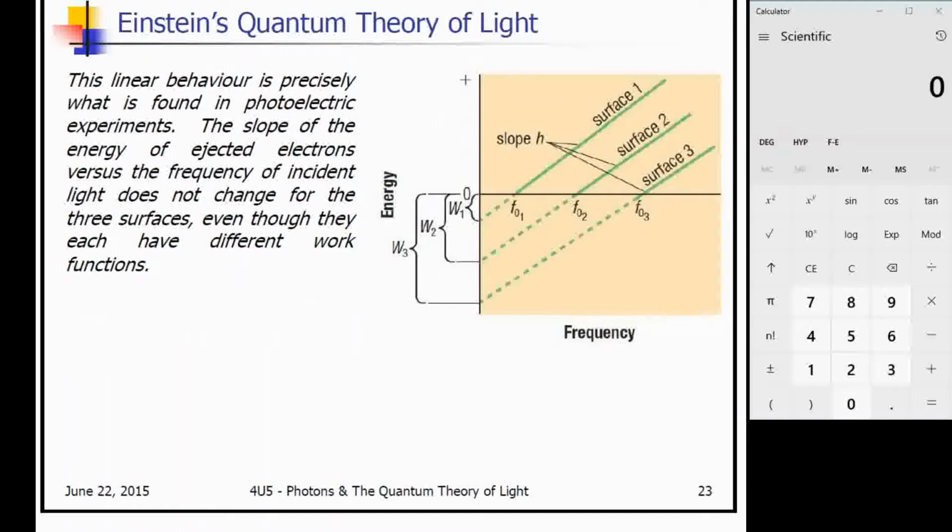So now here's the other thing that Einstein sort of showed. If you graphed that simple linear equation back to the y-axis, the intercept on the y-axis would actually be equal to the work function, although it would be a negative. So if we have a surface 1 here and its work function was W1, the distance between the y-intercept and 0 would be equal to the work function of surface 1. So this linear behavior is precisely what was found in the photoelectric experiments, and that slope could be used to find the work function as well.